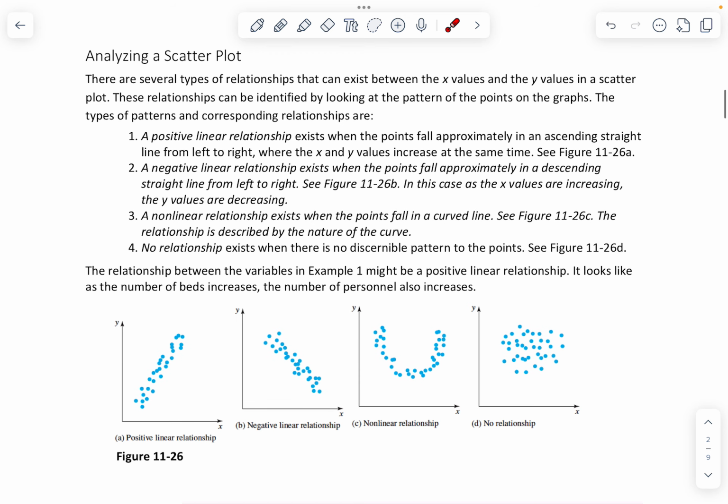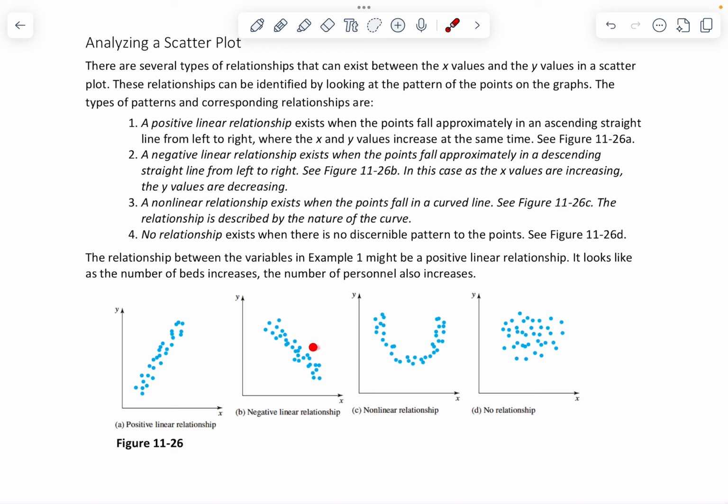Two, a negative linear relationship exists when the points fall approximately in a descending straight line from left to right. That would be like this one, figure 11.26b. In this case, as the x values are increasing, the y values are decreasing.